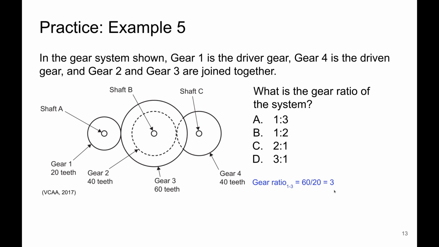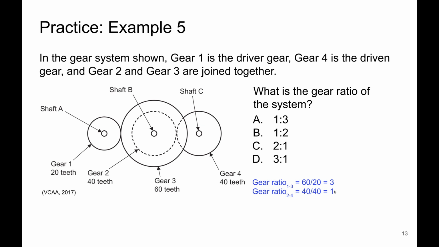Okay, in order to calculate the total gear ratio of the system, we need to first calculate the gear ratio between gears 1 and 3. If you look at the diagram, you'll see that gear 1 actually touches gear 3. It has no contact with gear 2. So we need to calculate the gear ratio of gear 1 and 3, which is the ratio of the driven divided by the driver. That's 60 teeth on gear 3 divided by the 20 teeth on gear 1, which gives us a ratio of 3.